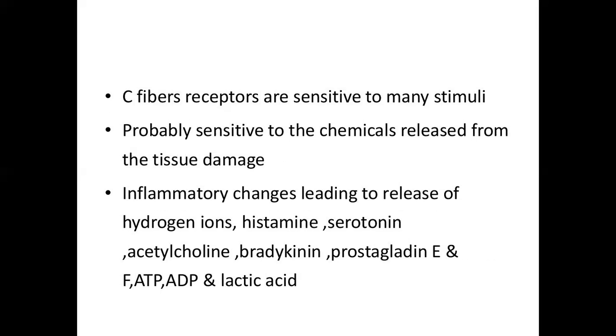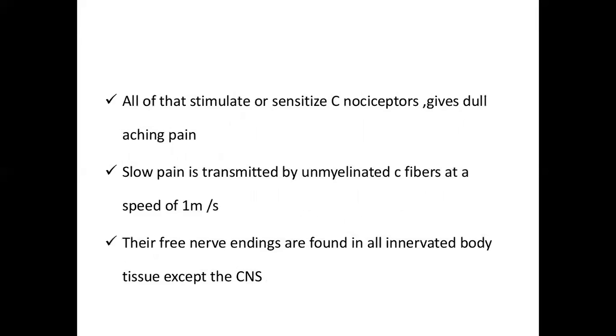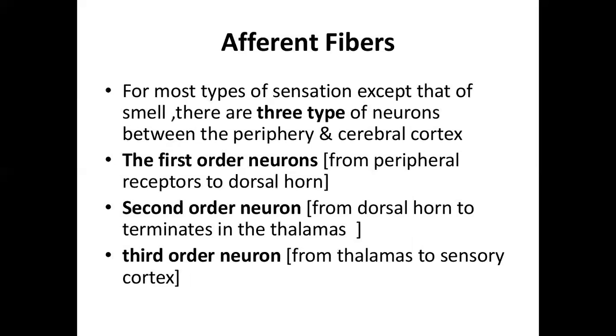The C fiber receptors are sensitive to many stimuli. They're probably sensitive to the chemicals released from the tissue damage, the inflammatory changes leading to release of hydrogen ions, histamine, serotonin, acetylcholine, bradykinin, ATP, ADP, and lactic acid. All of these stimulate or sensitize C nociceptors, giving dull aching pain. Slow pain is transmitted by unmyelinated C fibers at a speed of 1 meter per second. The free nerve endings are found in all innervated body tissue except the CNS.